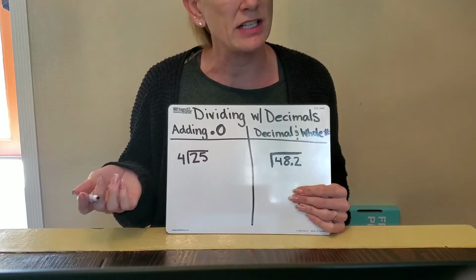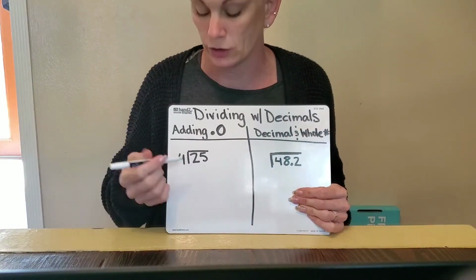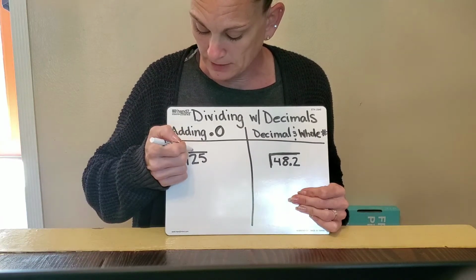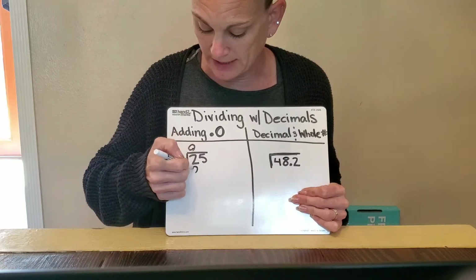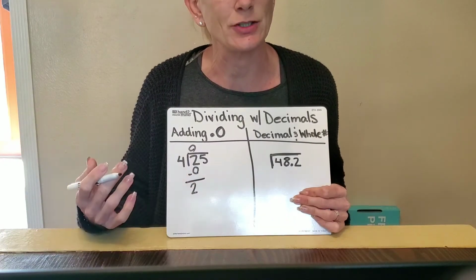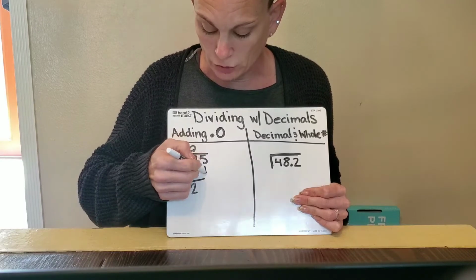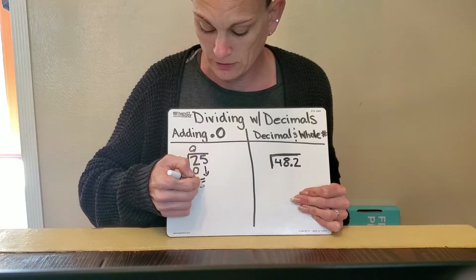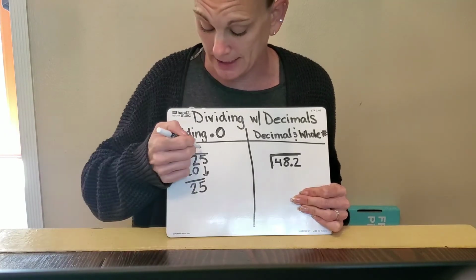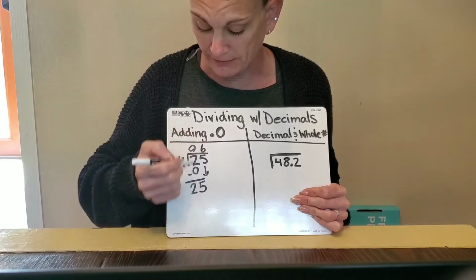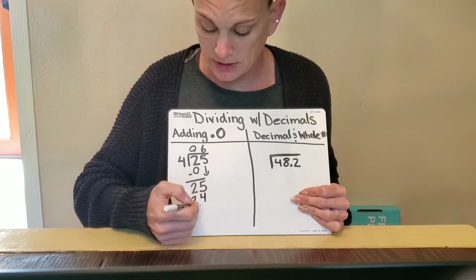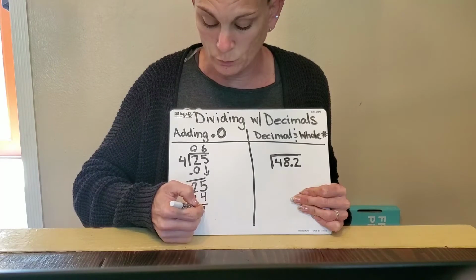So if we do this, just starting off with a normal regular division problem, 4 does not go into 2. Some of the kids still put their 0 and they subtract it out, which is fine. Some kids need to still see their work, but then you're going to drop down the 5. You have 25. 4 goes into 25 6 times. So you put it above the 5. You put the 24 down here. You have a 1 left over.